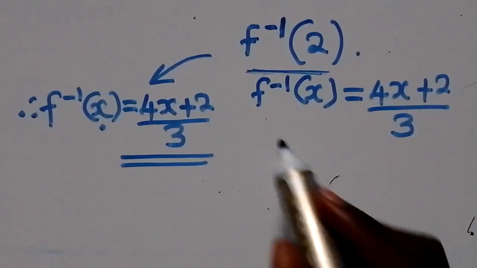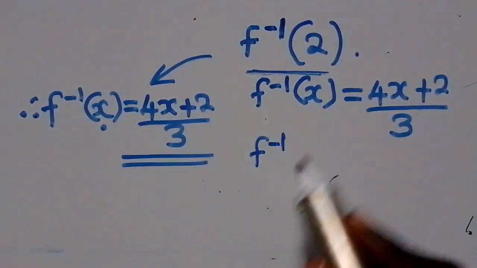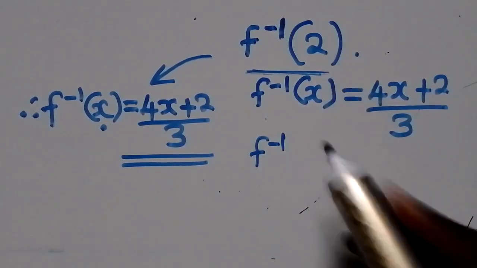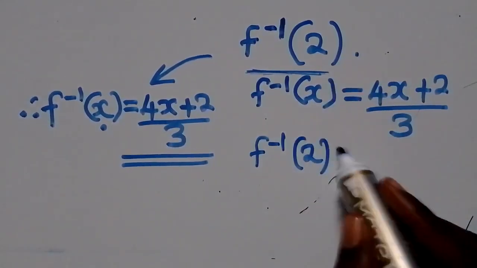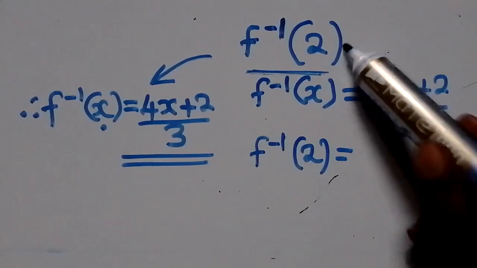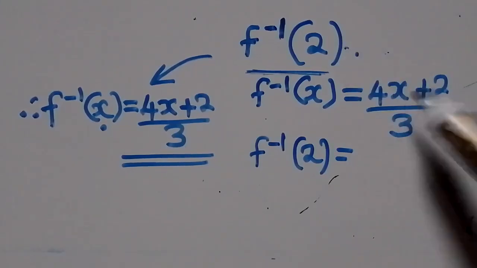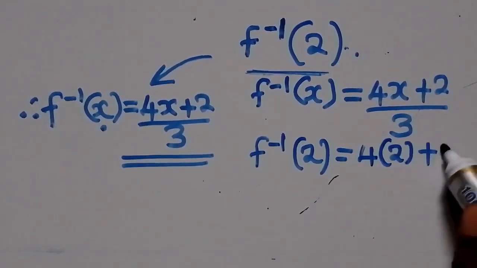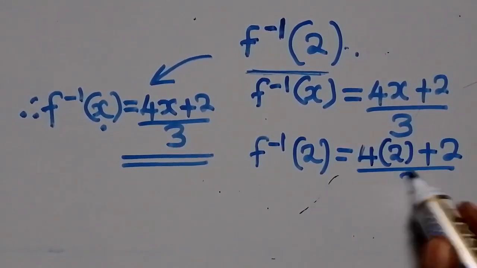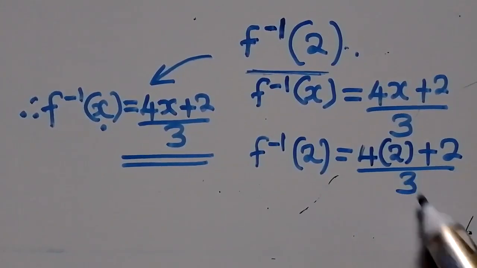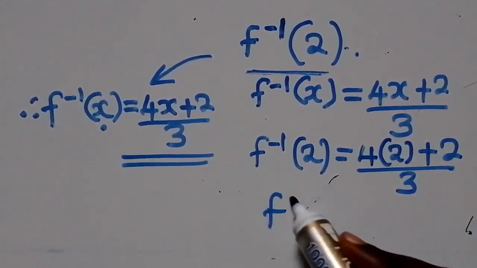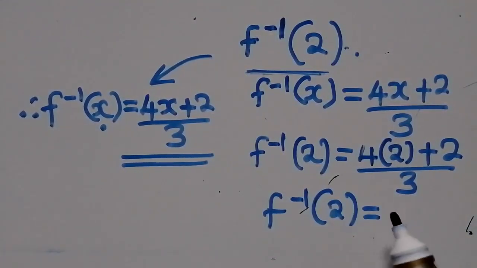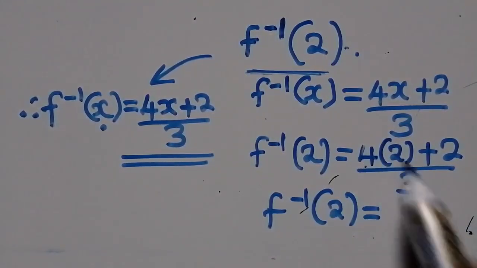Where I'm going to continue and say f inverse of, where there is x there, I'm going to put a 2. Have you seen? The same way it was, then it has come here. Where there is x there, I put 2. So this is (4 times 2 plus 2) over 3, which is equal to 3 over 3. Then I say f inverse of 2 is equal to, what is 4 times 2?